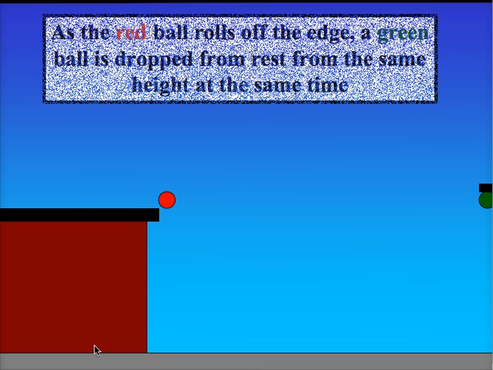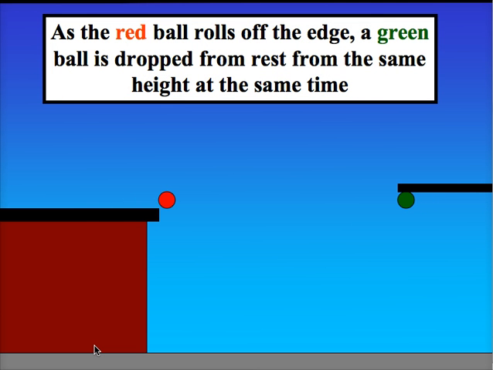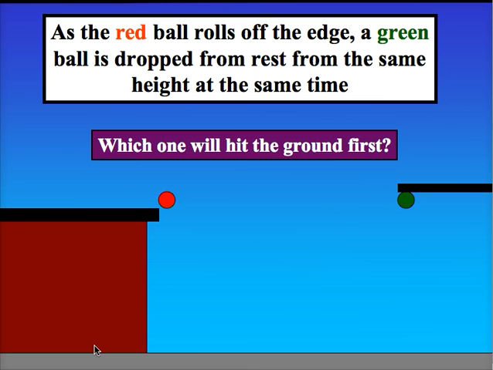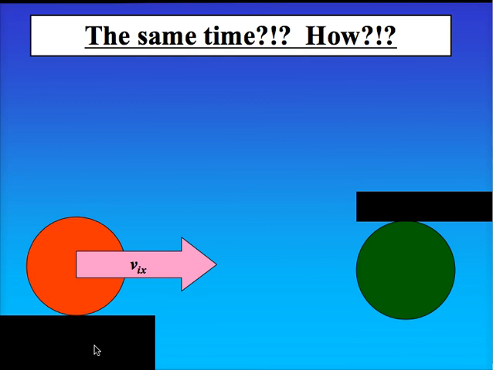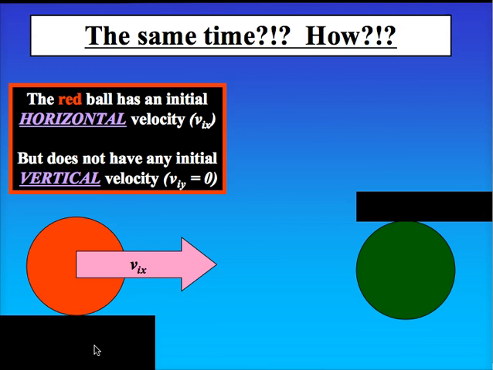Let's try a different problem. What if at the same time we rolled the red ball off the edge of the table, a green ball was dropped from rest from the same height at the same time? Which would hit the ground first? Believe it or not, they both hit at the same time. Exactly the same time. Even though one has horizontal velocity, neither one of them has any vertical velocity.